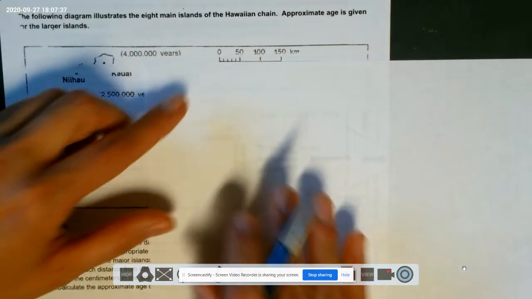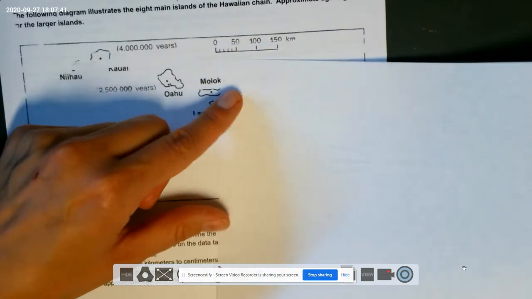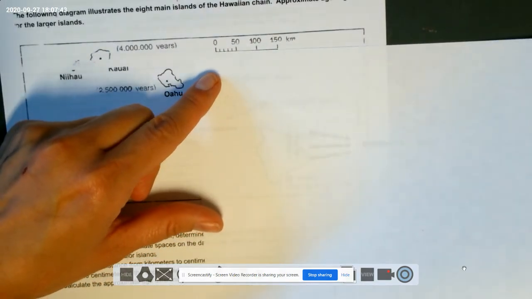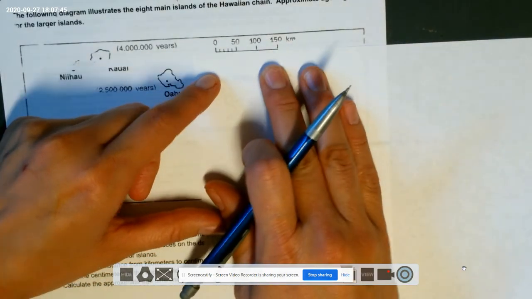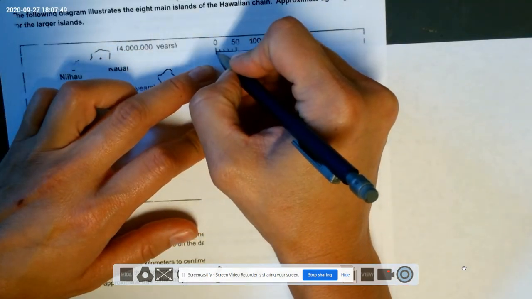So what I'm going to do to make the scale is you can start on the edge if you want to. You don't have to. I don't like to start on the edge because I always find that I end up folding the edge and then it's off.